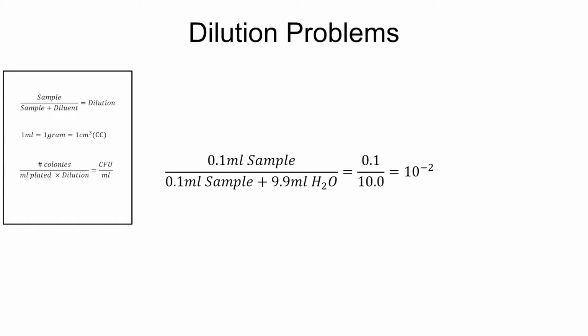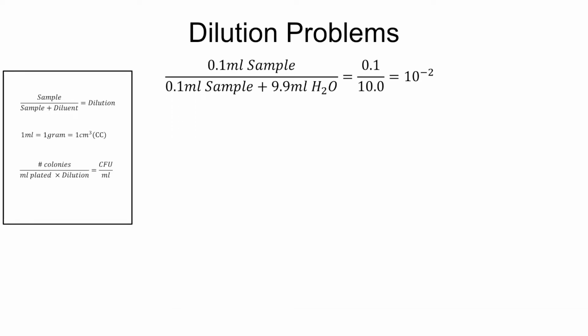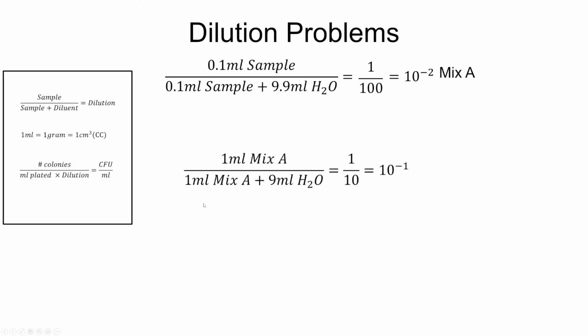So if we take this first example, we have 0.1 mils of sample divided by 0.1 mil of sample plus our diluent, which is 9.9 mils of H2O. This is 0.1 divided by 10.0. However, this is a little awkward to do, so we want to move the decimal places over. So we move them over on top, we move them over on the bottom, and this becomes 1 over 100, which is the same thing as 10 to the negative 2. We'll call this our mix A.